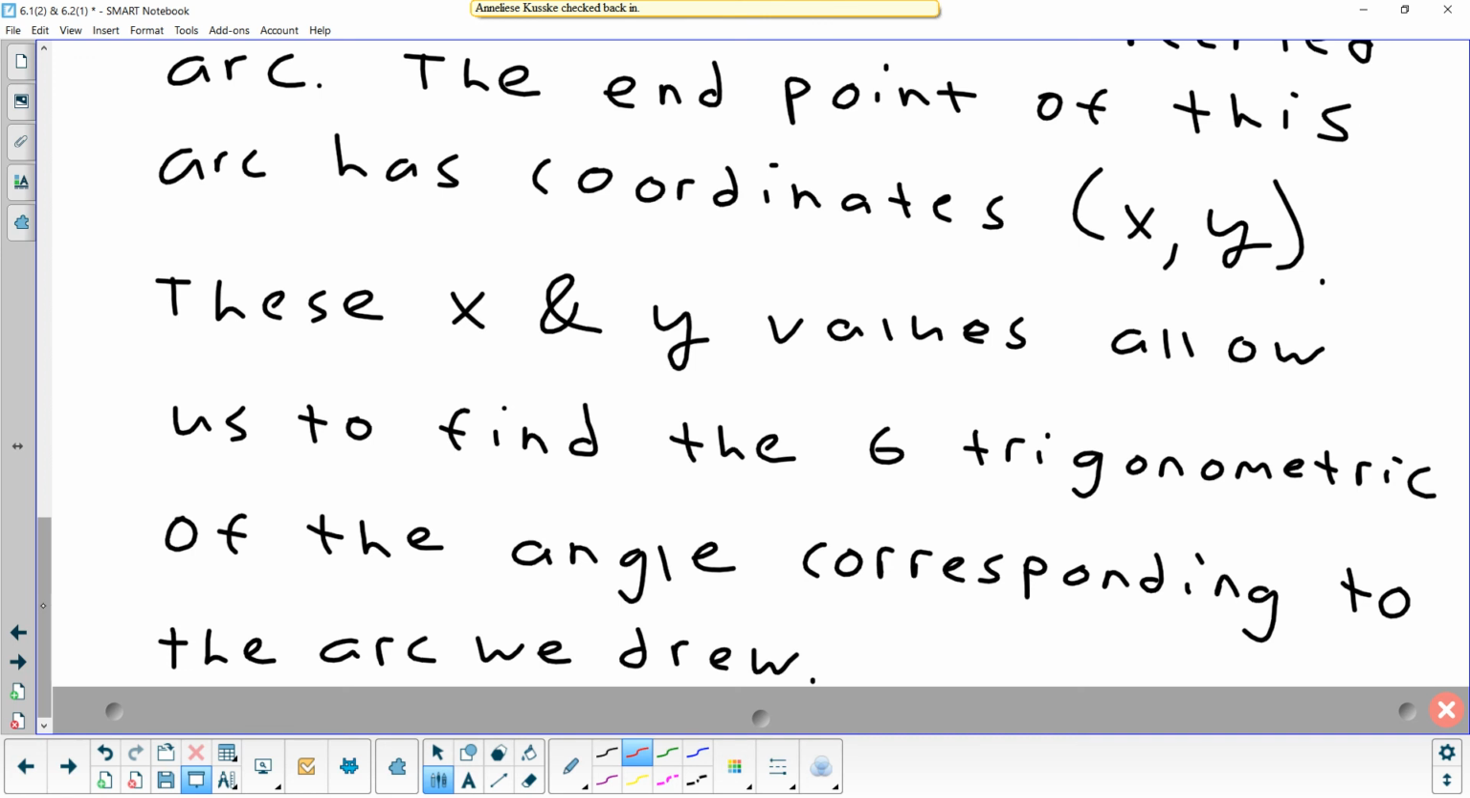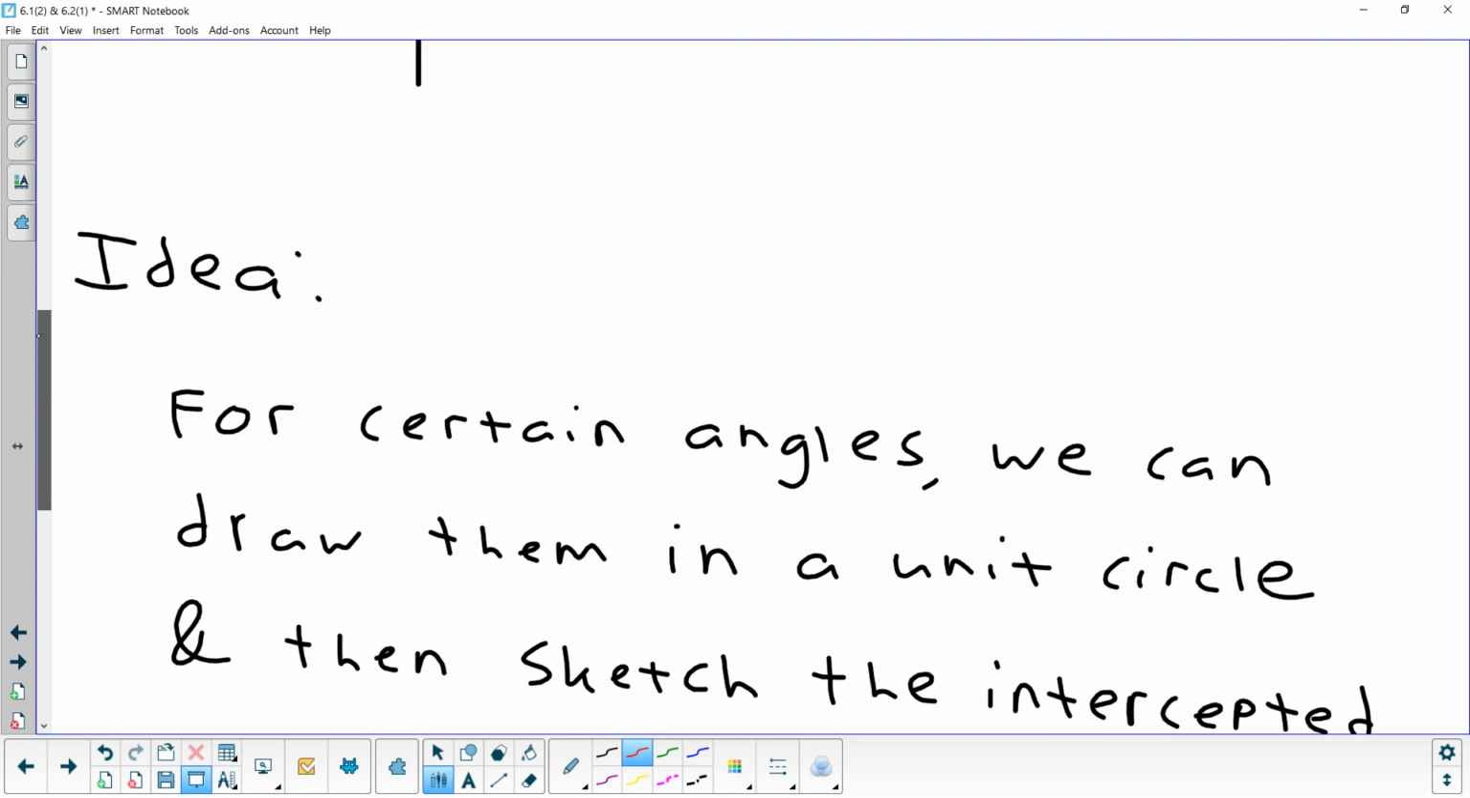Now, I keep saying the word unit circle, and I think I put the definition of that up on the board either yesterday or probably the day before. Does anybody remember what's the definition of a unit circle? Tim? So just the radius is 1 unit. The radius is 1 unit.